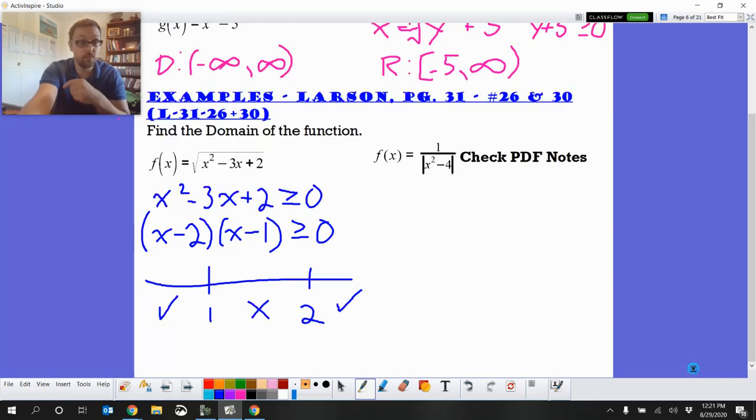So this tells us what our domain is. It starts at negative infinity. So it's like, whoop.